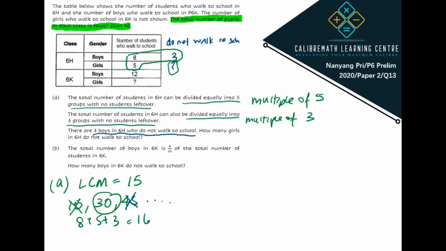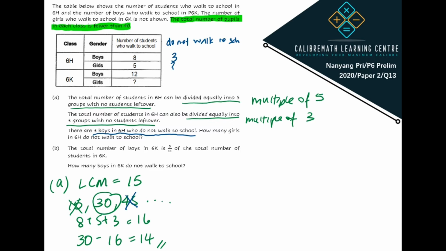Now, once we know that, we can use 30 to take away 16. And that leaves us with 14. 14 will be the number of girls who do not walk to school. So the answer for part A is 14 girls who do not walk to school. Now let's take a look at part B. Let's clean this up so that we can write better.